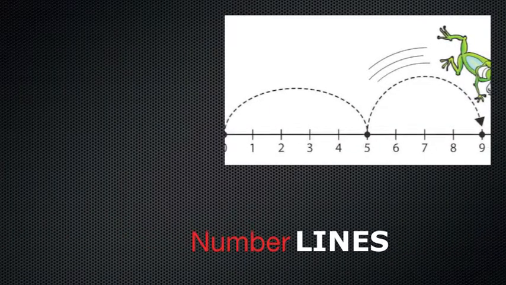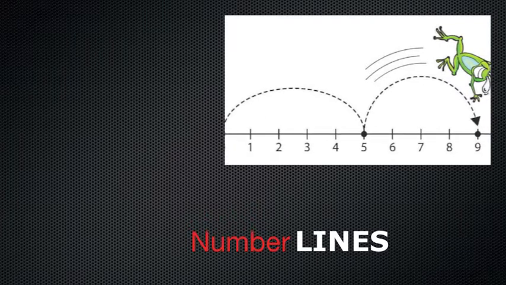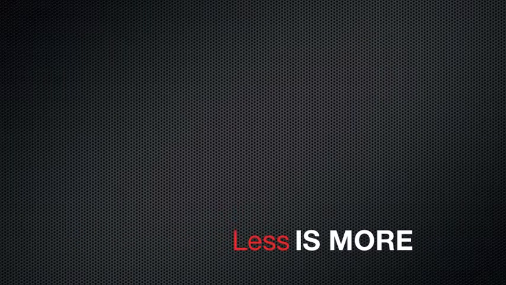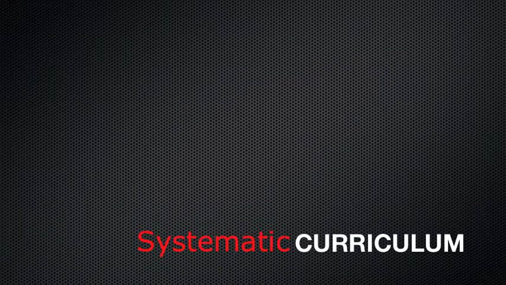Strategy 1 for math instruction: build number sense by working with number lines. Visuals are important. Strategy number 2, less is more. Teach only a few facts at a time. Use systematic curricula. Kaufman recommends the FAST math curriculum. This is the fluency and automaticity through systematic teaching with technology.